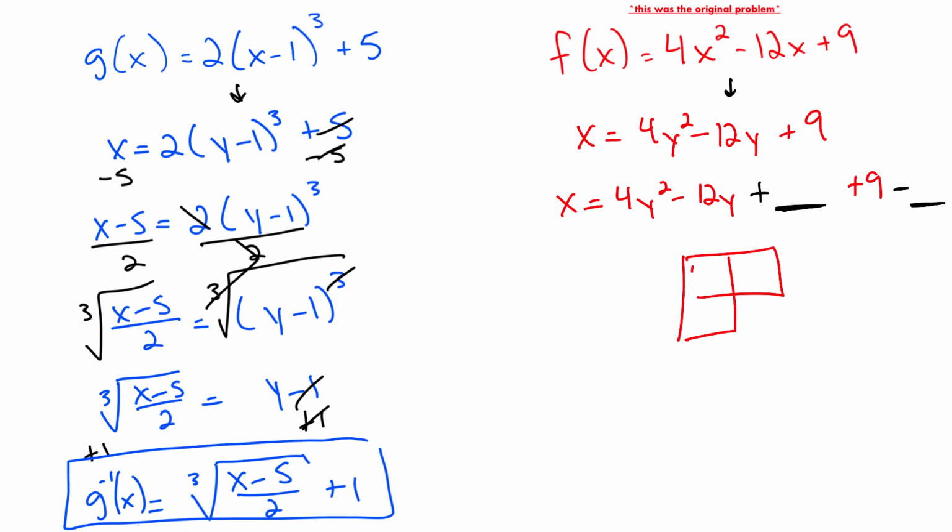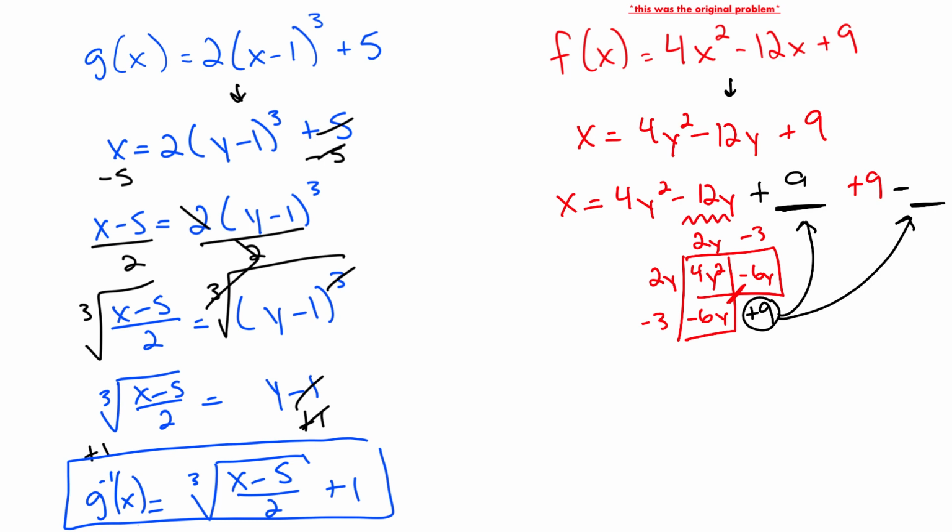The 4y squared goes in the top left box. Whatever's in these two boxes has to be half of this, so it's going to be negative 6y and negative 6y. Therefore, the outside pieces will be 2y and 2y, because they have to be the same, and then negative 3 and negative 3. That'll combine together through multiplication to get me a positive 9. That is the number that is going to go here and here. So I'm going to add 9 and subtract 9.